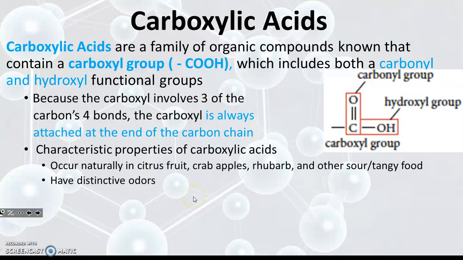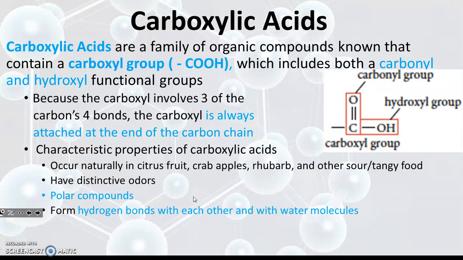Here are some characteristics of carboxylic acids. They occur naturally in some types of fruits, so citrus fruits, crab apples, rhubarbs, as well as other sour and tangy fruits. We'll look at a few other examples here in a second. They also have distinctive odors because of that carboxyl group. Additionally, because of the carboxyl group, that double bond to an oxygen and an OH, will make the hydrocarbon it is attached to become polar, so that would increase the boiling points as well as add dipole-dipole forces, which would make it soluble in water.